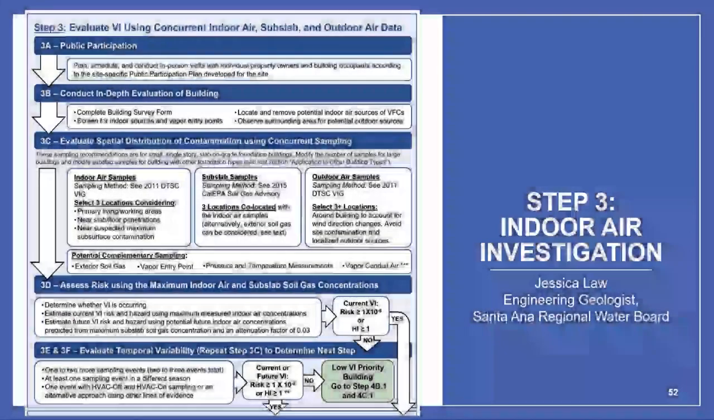Hi, I'm Jessica Law, engineering geologist with the Santa Ana Regional Water Quality Control Board. I will be going over Step 3 of the Supplemental Vapor Intrusion Guidance, which covers the indoor air investigation portion.